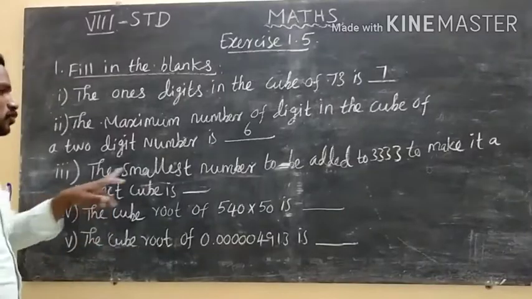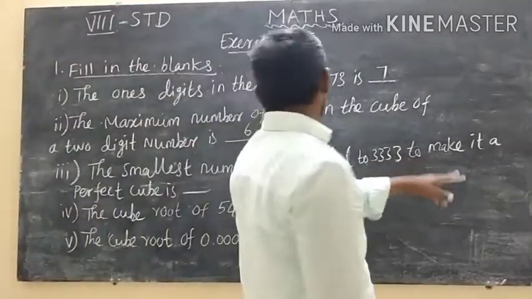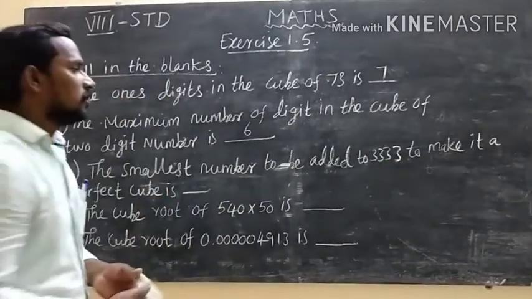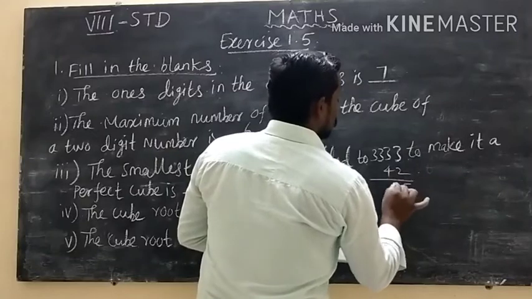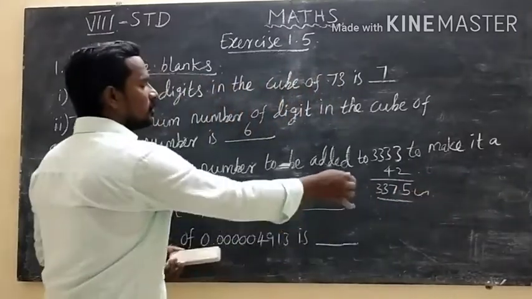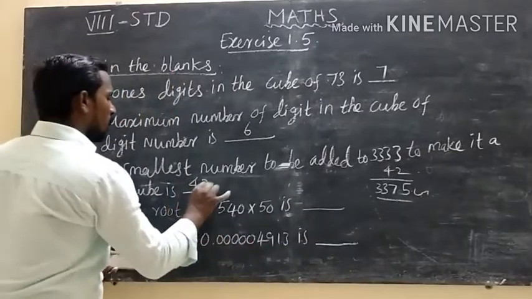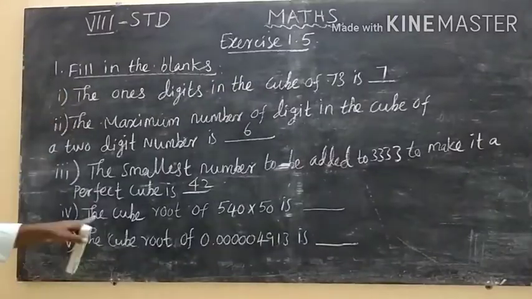Then, the smallest number to be multiplied to make it a perfect cube. Using the prime factorization method, this number is 42 into 5, 7, 3, 3, and this becomes a cube number. So the smallest number is 42.